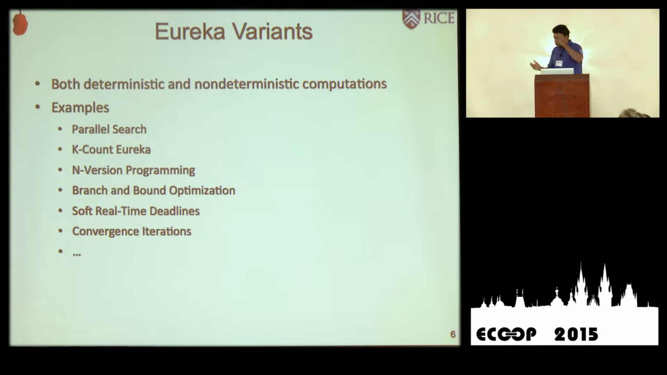And so there are lots of patterns that fit this Eureka-style computation. The most common and well-known one is a parallel search. So you're trying to do a search on a data structure, and usually what you do is you partition the data structure, and you create a task to do a search on these individual partitions. And then if one of these tasks finds a result, then that's your result. You don't care about what the other tasks are going to produce. You can terminate them, right?